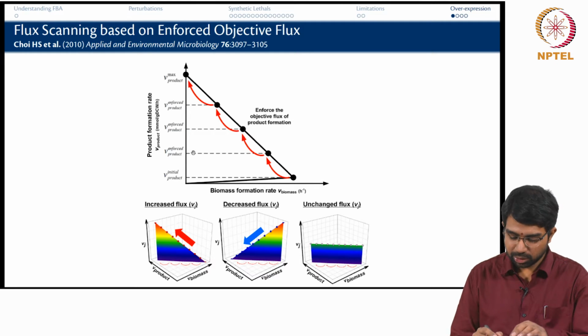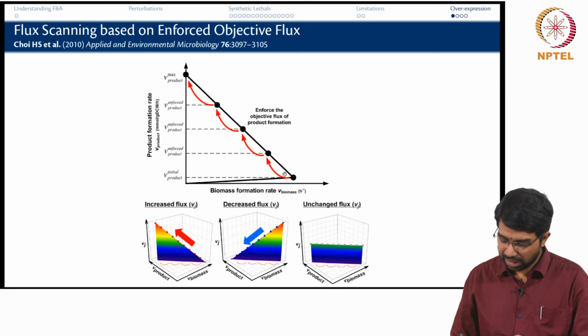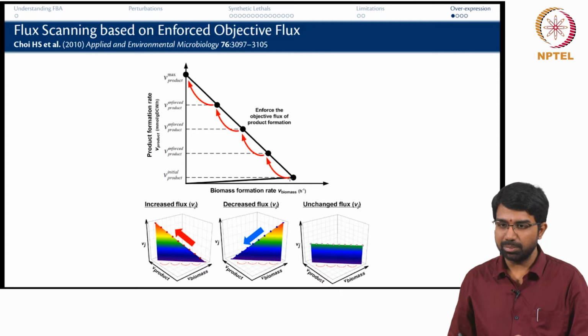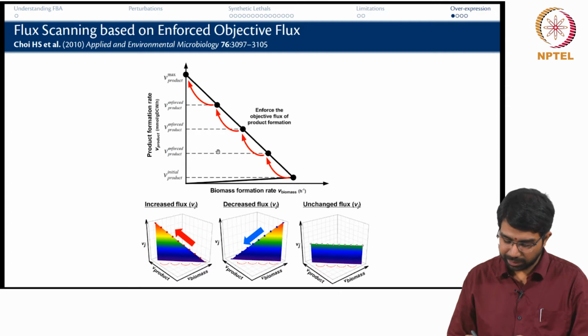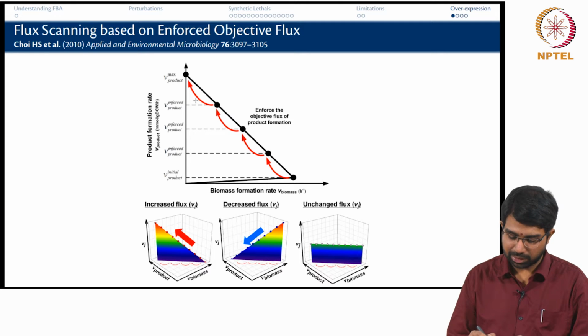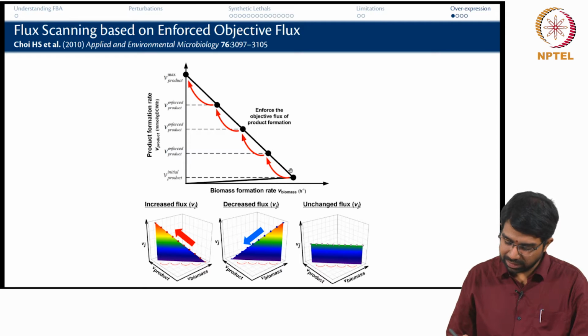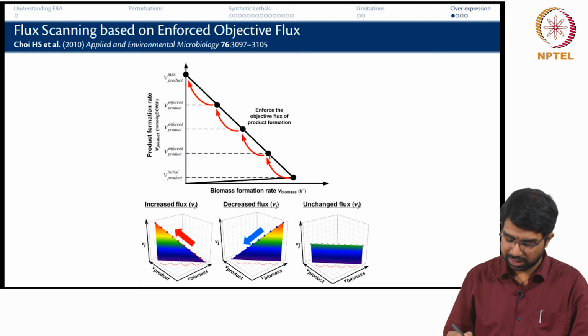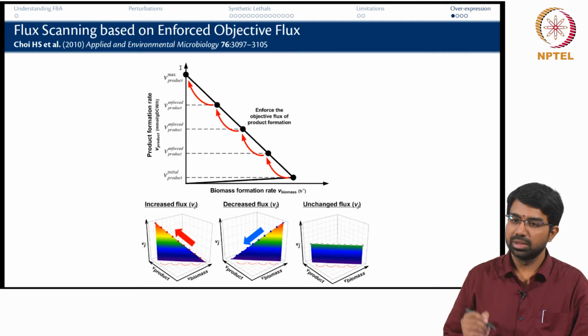So to repeat, you maximize the product, come up with a value, and then you say, I will do a very small amount of product, right? Some 10% of the maximum value, and then 20% of the maximum value, 40% of the maximum value, 60% of the maximum value of product, and I will see how all the reaction fluxes vary when I go from this state to this state to this state to this state to this state.